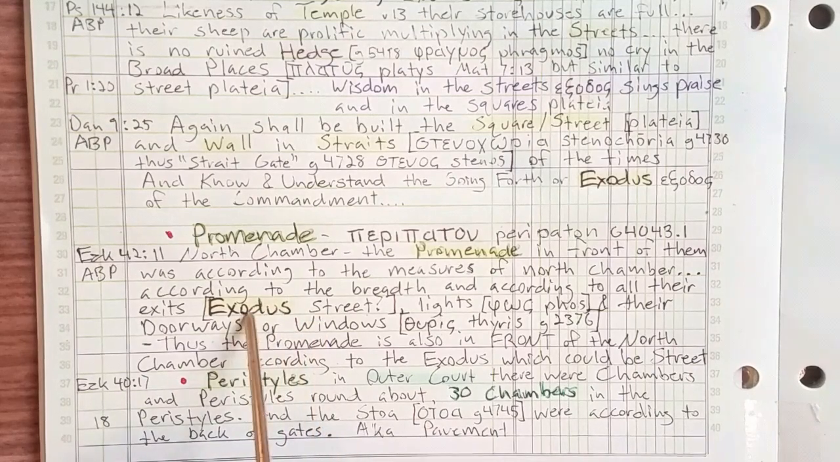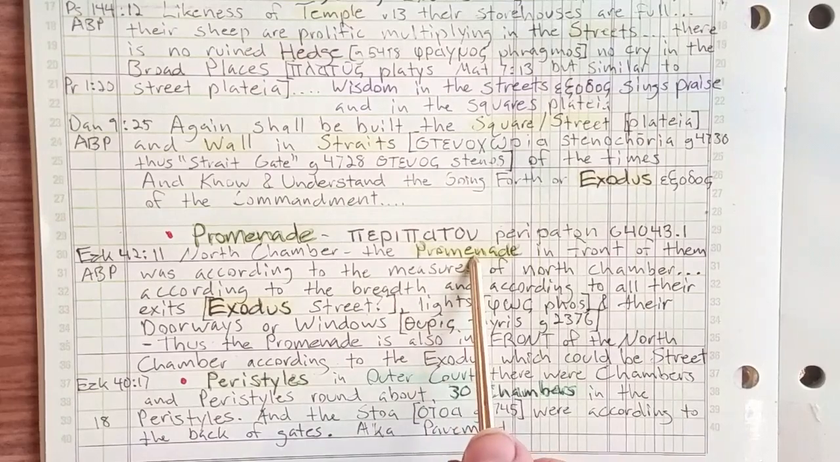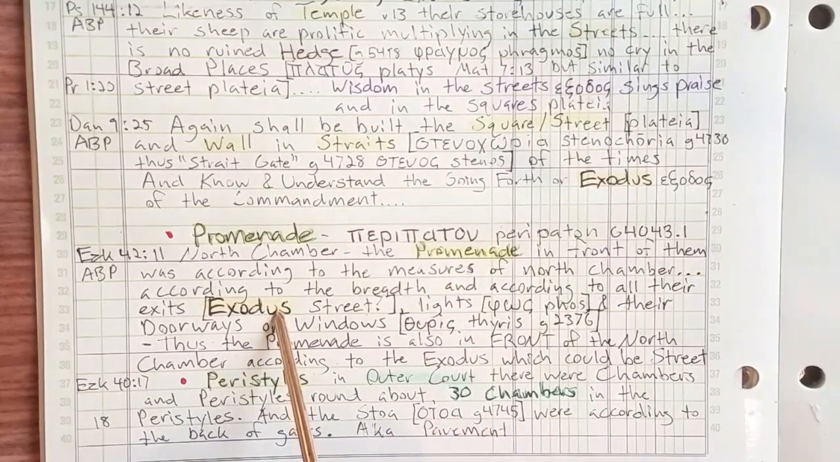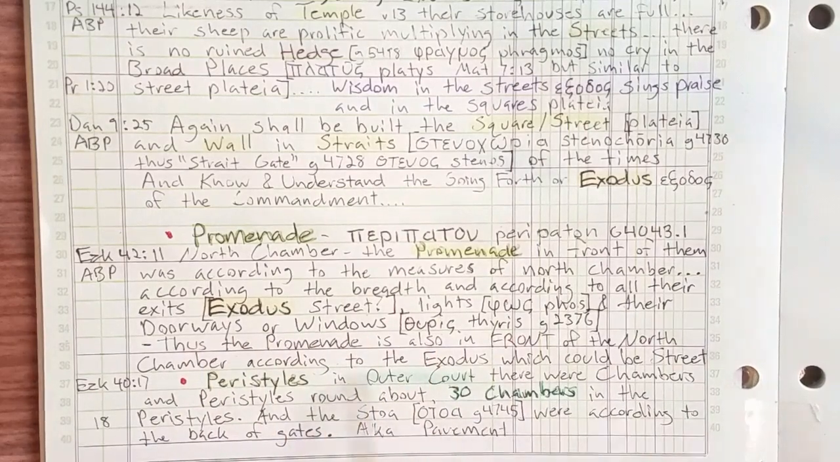Remember, in a few occasions, Exodus can mean a street. So we can also look at it as the promenade is the street. Okay, it is the street. And its lights in their doorways or windows. Thus, the promenade is also in front of the north chamber according to the Exodus, which could be thought of as a street. All right, so this, of course, is what we see in the courtyard of the inner court, with the main feature being the promenade, being the road with covered pillars.